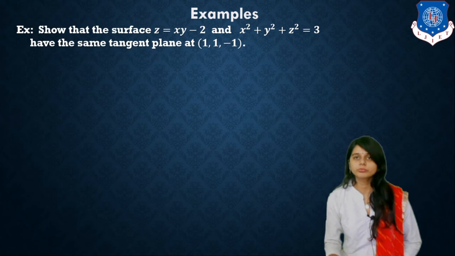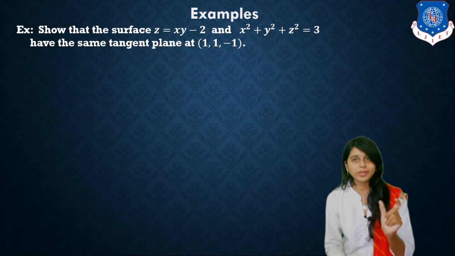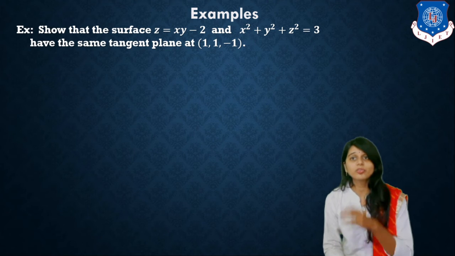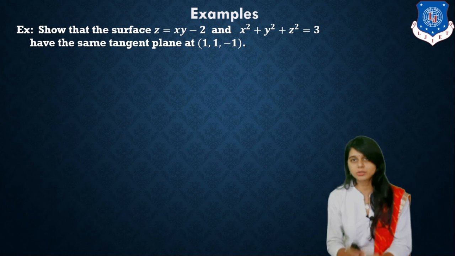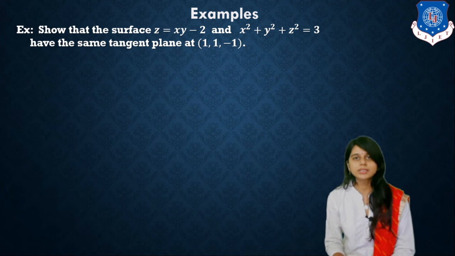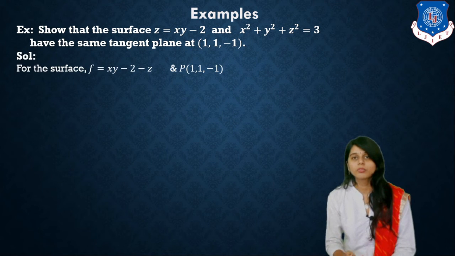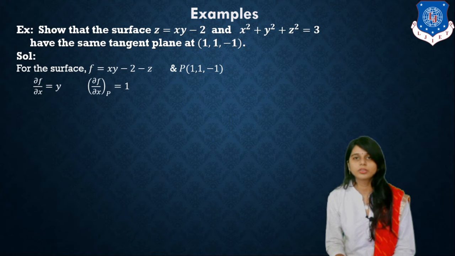Again we take an example. Show that the surface z = xy − 2 and the surface x² + y² + z² = 3 have the same tangent plane at the point (1, 1, −1). Now let's start the solution. We take the surface f = xy − 2 − z and the point (1, 1, −1). First we differentiate: ∂f/∂x gives y.